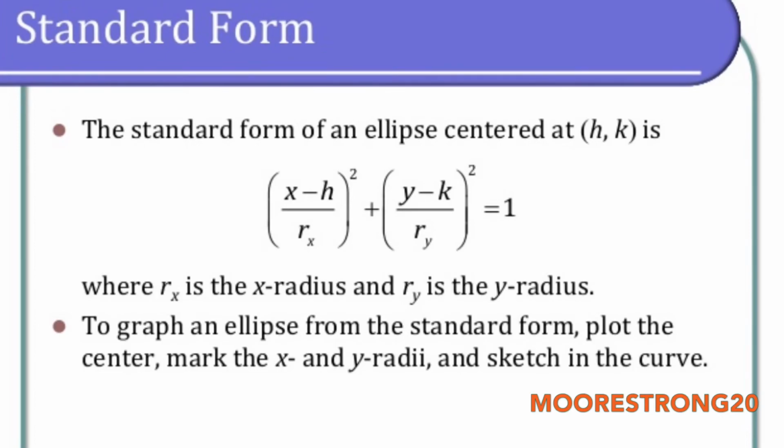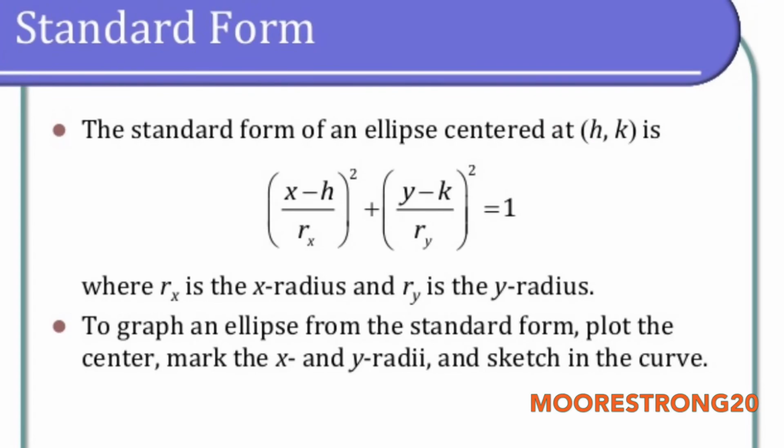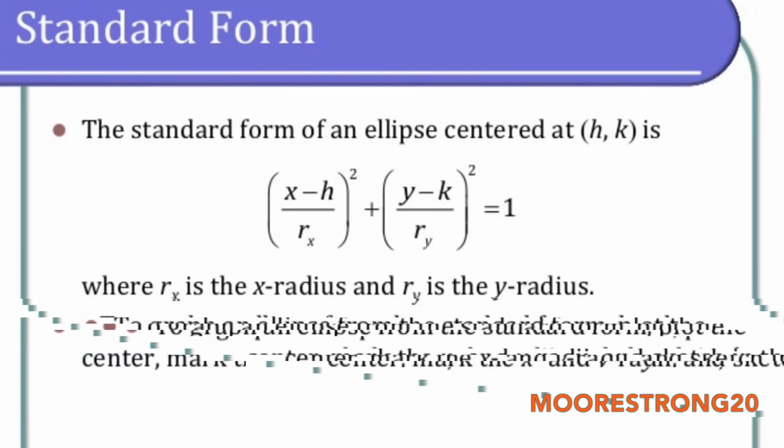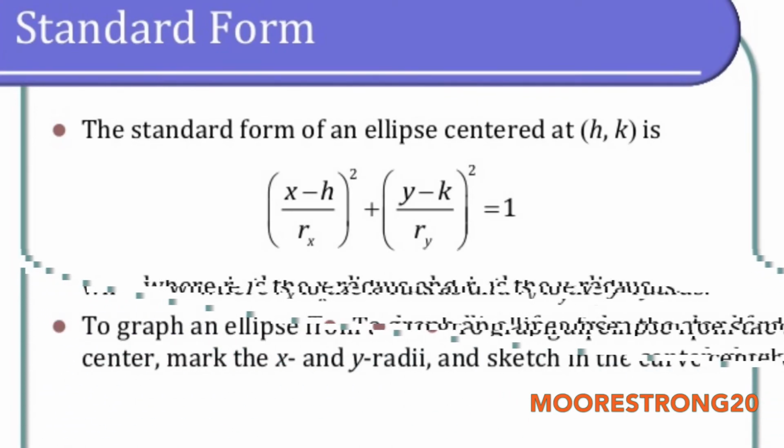Standard form. The standard form of an ellipse centered at (h, k) is (x minus h) squared over r sub x squared plus (y minus k) squared over r sub y squared equals 1, where r of x is the x radius and r of y is the y radius.